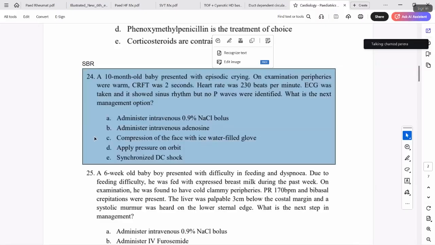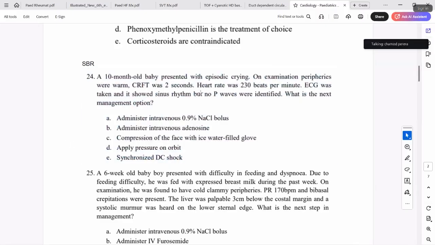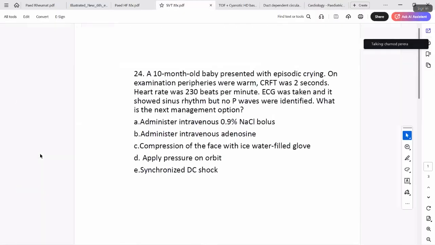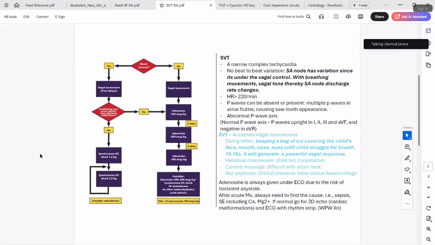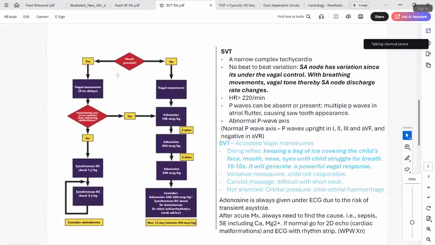They are asking about the management of a simple supraventricular tachycardia, right? Because there are no P waves, it can most likely be a junctional tachycardia, but we don't need to know that. They are just asking about supraventricular tachycardia management. So I can share this also. For supraventricular tachycardia, there's an algorithm. You just need to know that.